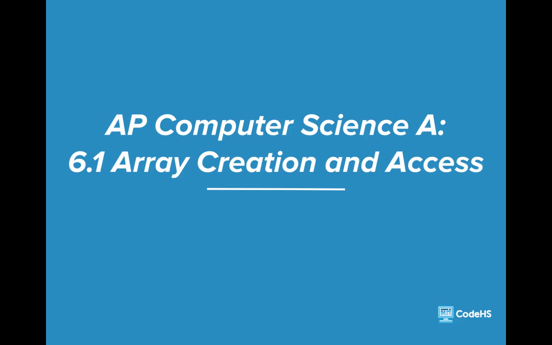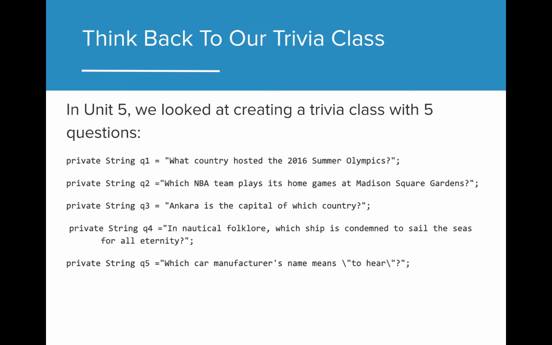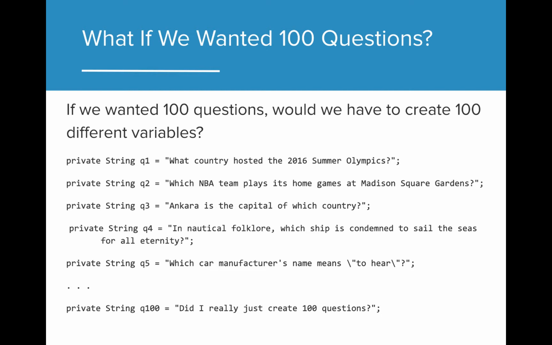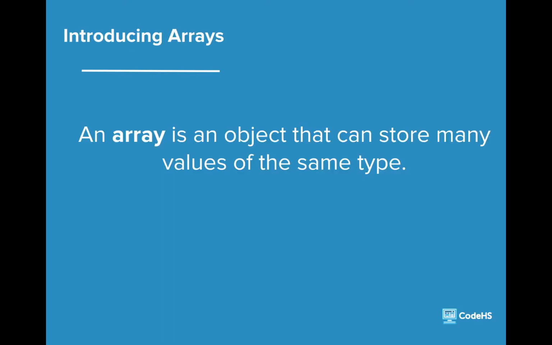Let's get started. In Unit 5, we looked at creating a trivia class that selected random questions from a pre-created list. Each question needed to have its own variable, and we needed conditional statements to select our question based on a randomly generated number. If we wanted to extend our trivia class to 100 questions, this becomes a tedious process, not only with the variables, but also the conditional statements to select the question. Let's take a look at a better way.